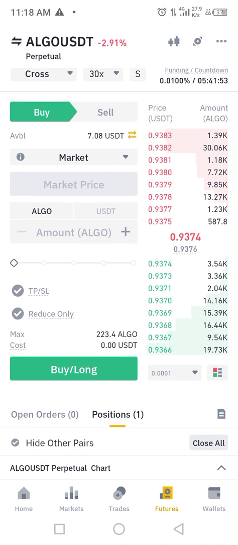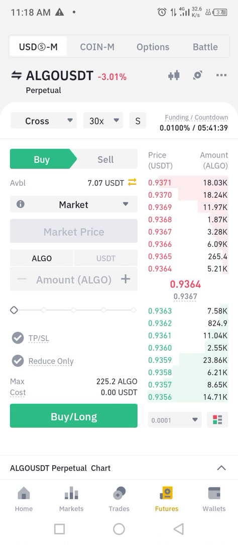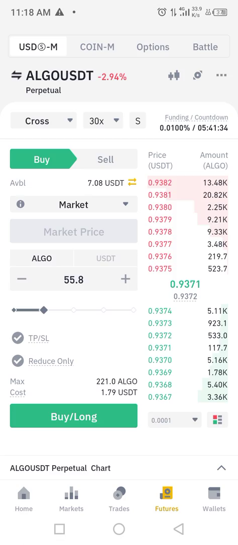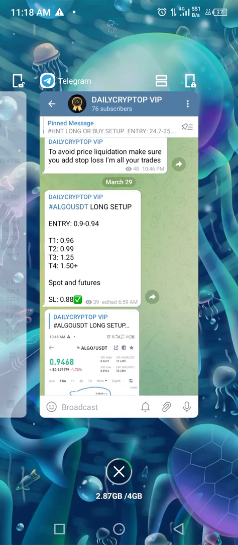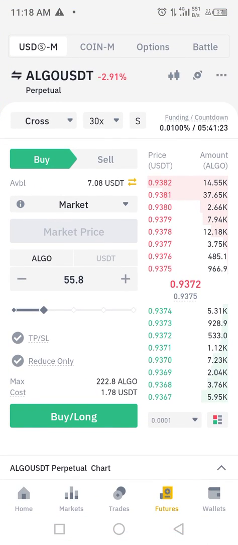So let me open another position with ALGO, because I told you that with futures you can trade with less than $1, even $0.5. Do you understand? Top level of this $7. Since I'm using cross leverage for ALGO, let me buy ALGO at this market price because it's still within the entry point. This is a signal from my VIP. When the price is between 0.9 and 0.94, you buy. You understand? So it's still 0.93, still within the zone. So you can click.